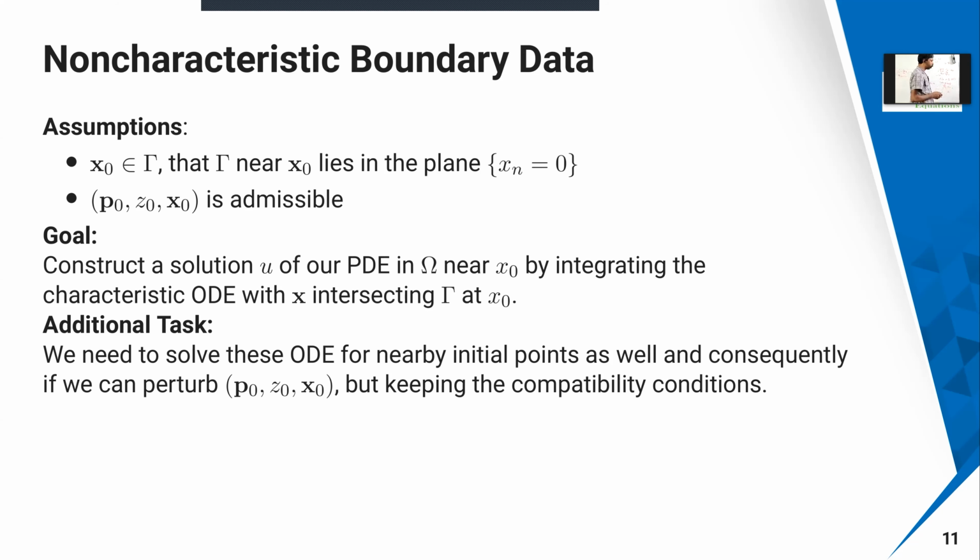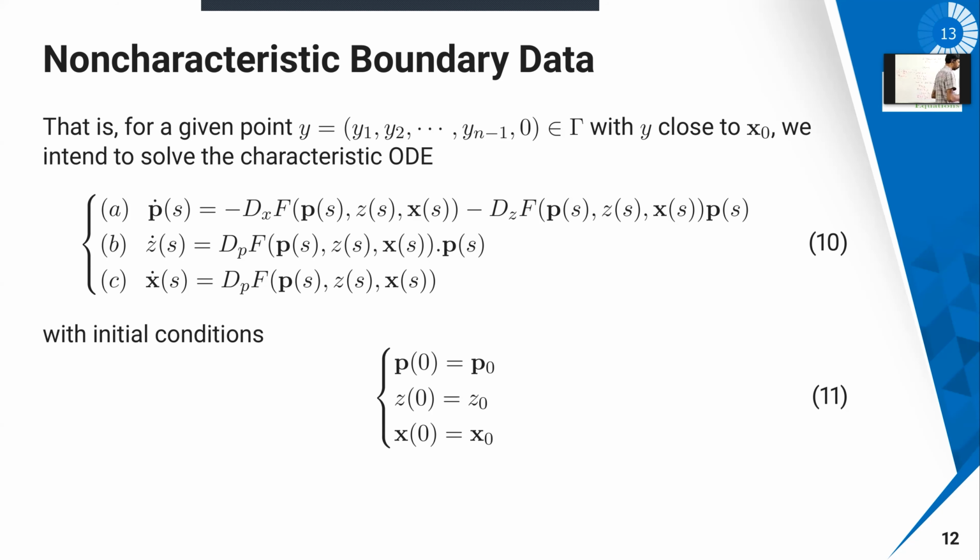So how are we going to do that? This is the condition given. For a given point y equal to (y1, ..., yn minus 1, 0) belonging to omega, where y is close to x0, this is going to lie in the xn equal to 0 plane, very near to that. So that is going to solve this problem for P naught of s, z naught of s, x naught of s, with the initial condition P of 0 equal to P naught, x of 0 equal to x naught, z of 0 equal to z naught.